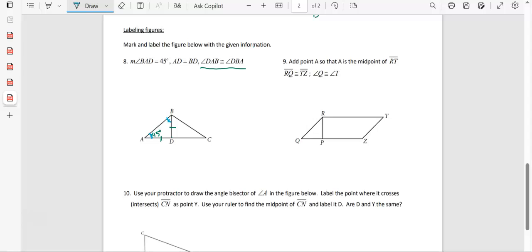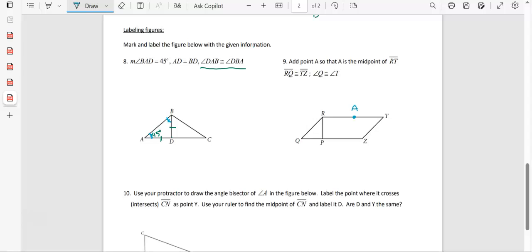All right, number 9. So the first thing we want to do is add point A so that A is the midpoint of segment RT. All right, so here's segment RT. Again, I'm going to kind of eyeball it in the middle, and I'm going to add my A. So I put a dot, I label it A, and again, it's a midpoint.